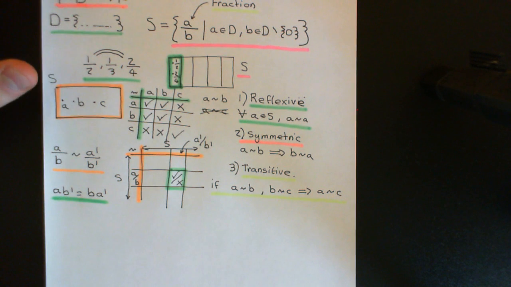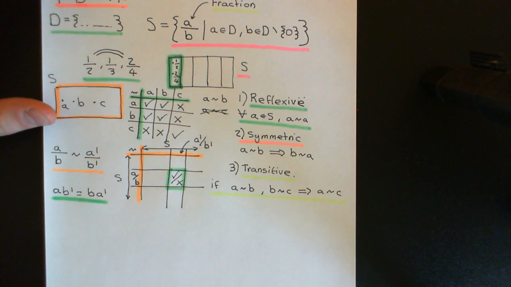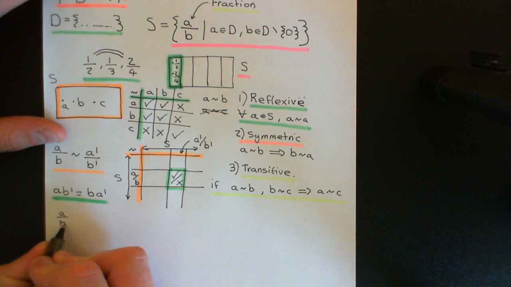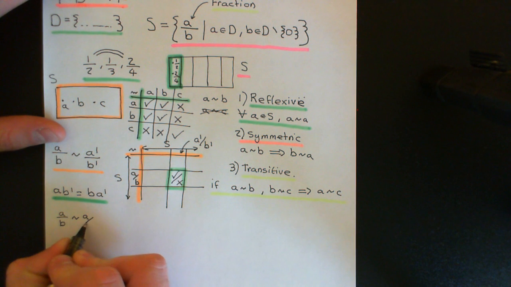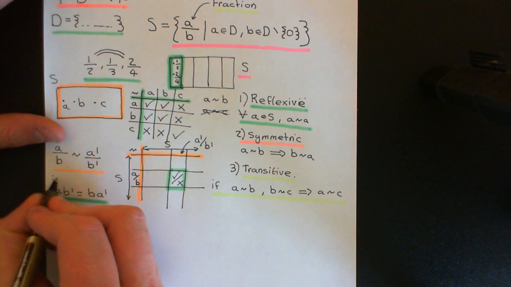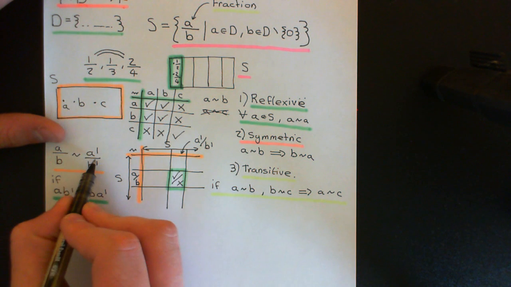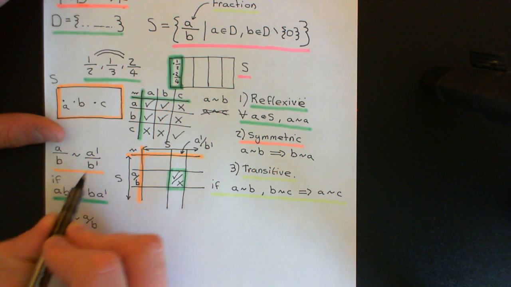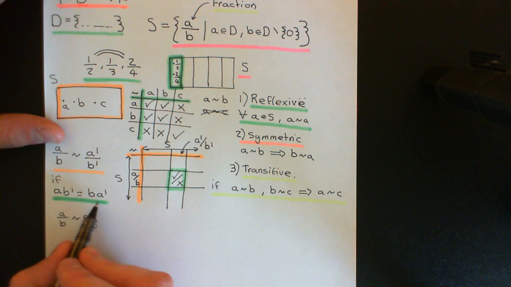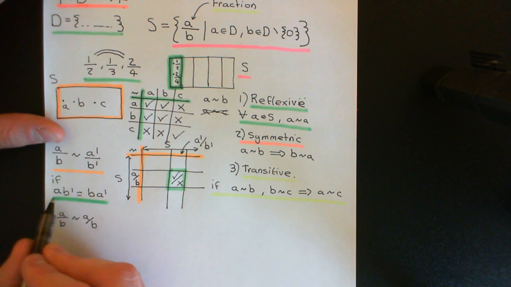So axiom number 1, reflexive. I hope this should be pretty obvious. If I have one fraction, a over b, and I'm asking, is it related to a over b? Okay, a over b will be related to a prime over b prime if this is true. So is it the case that a over b is related to a over b? Well, it's going to be true if this is true.